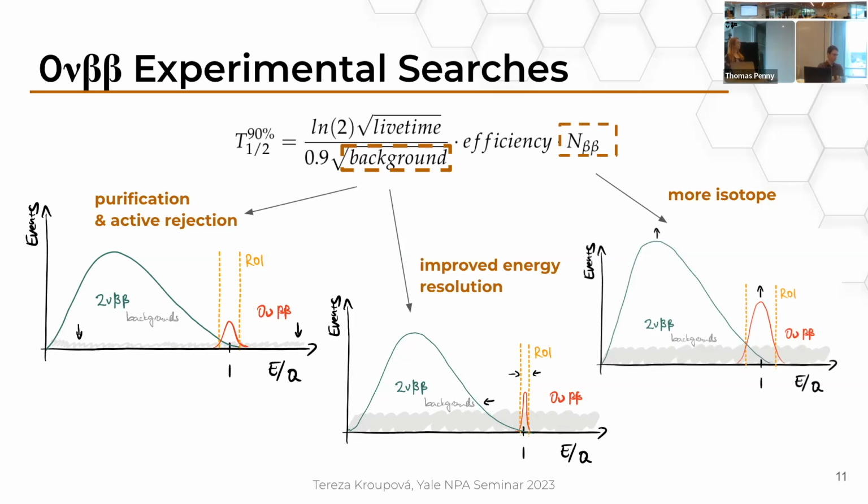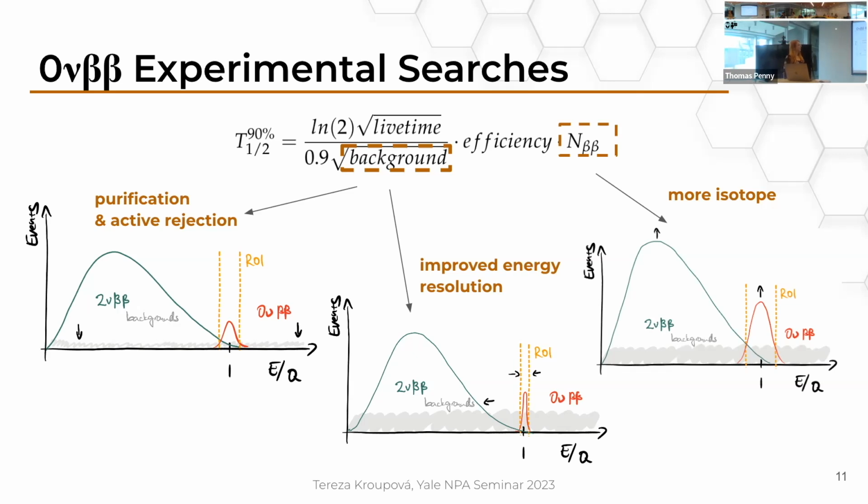So in terms of reducing background, there are a number of strategies. The first one is that you just reduce the background by removing it somehow, either purification or active rejection by some particle identification techniques. A little more subtle way to do this, which a lot of experiments employ and is really important, is improving your energy resolution. The wider your neutrinoless double beta decay peak is, the larger your region of interest has to be, and therefore more backgrounds will leak into it.